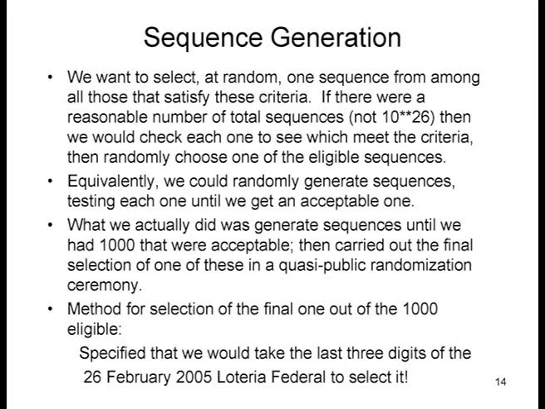So we specified in advance. We're going to take the last 3 digits of that lottery and take the final 1,000 randomizations and take that. However, we made a serious mistake. It was a real problem, which is that a bunch of us went in and actually bought several tickets for that same day's lottery.